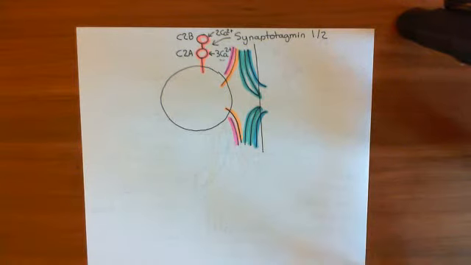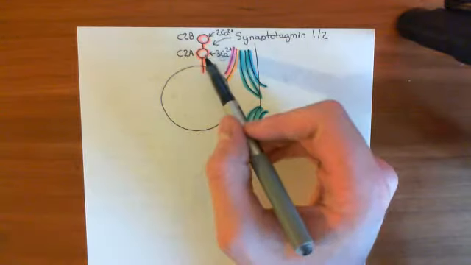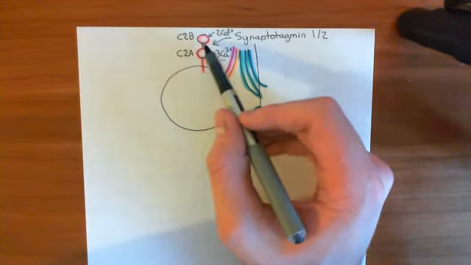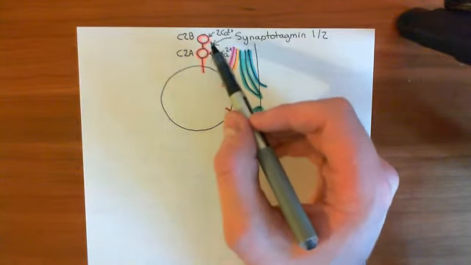Okay, so welcome to this next video in which we are discussing complexins and neurotransmitter release. So far we've got to the stage where calcium has come in and 3 calcium ions are bound to the C2A domain of synaptotagmin and 2 calcium ions are bound to the C2B domain of synaptotagmin.